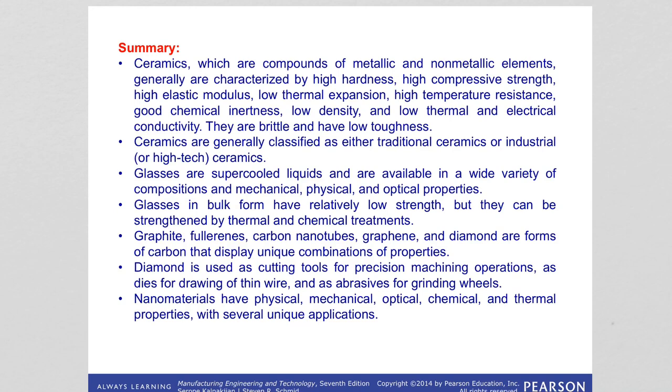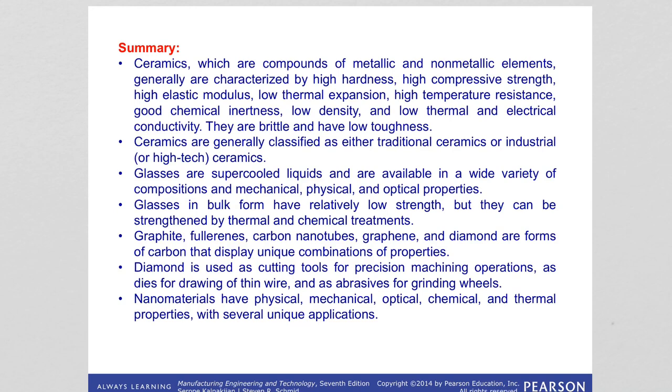And glasses are obtained by supercooling. They are amorphous and they can have a variety of different compositions which give them different optical, mechanical, etc. properties. In bulk form, they have low strength compared to fiber form, which is more defect-free. But their low strength and toughness can be improved by thermal and chemical treatments.